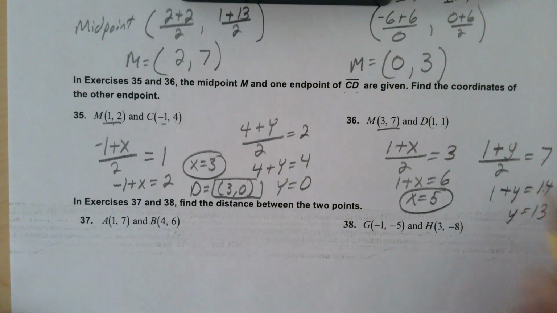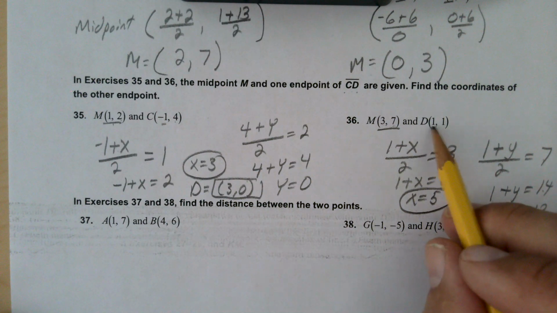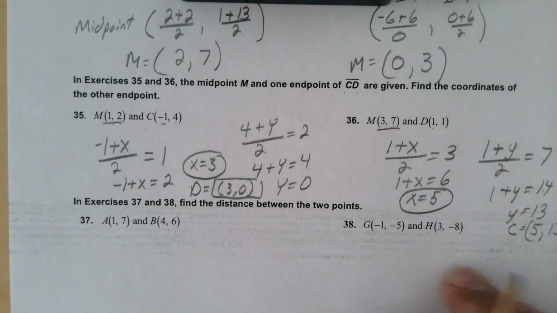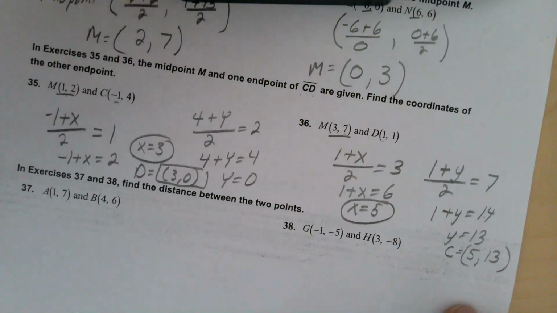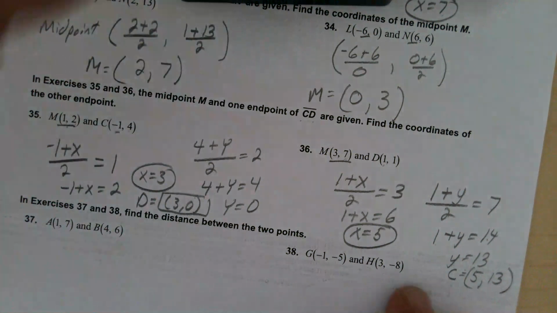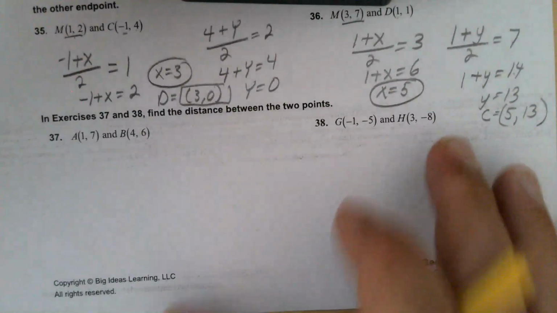So the missing point that I need, so this time I tell you D, so this technically would be C, would be 5, 13. Oops, can't see that. That's 5, 13. Then the last 2 problems, and then we're done. And I'm hoping that this makes perfect sense to every student.